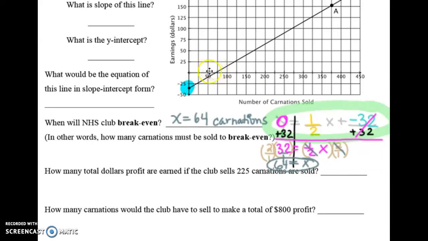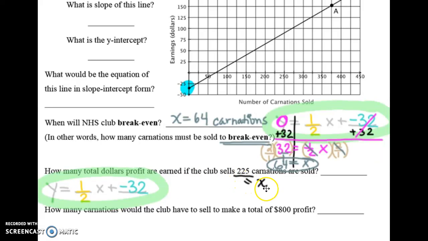That represents this point here on the graph between 50 and 75, where the line passes through the x-axis. So I break even at 64 carnations. I'm going to use that same equation again to figure out how much I'd make in total profit if 225 carnations were sold. Again, the number of carnations is represented by x. So I'm simply substituting in 225 for x.